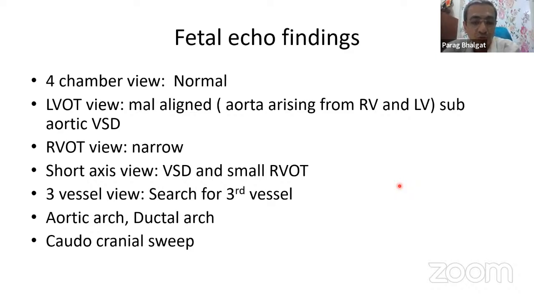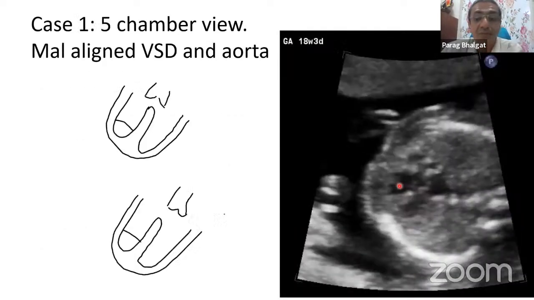Three vessel view is very difficult. I'm going to stress on this again and again that main pulmonary artery arising from RV is sometimes difficult to see. So we have to search for the third vessel. Okay, aortic arch, ductal arch, and corticocanal strip. So we are going to cover these important topics. Once we go step by step, we will understand the lesions.